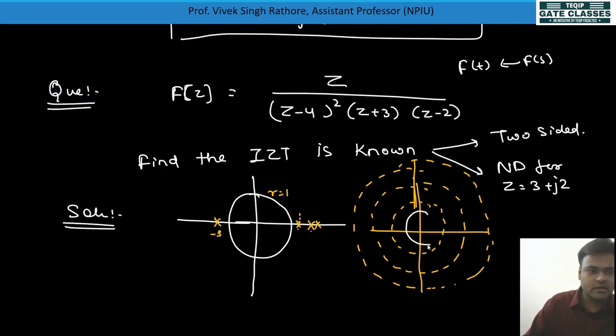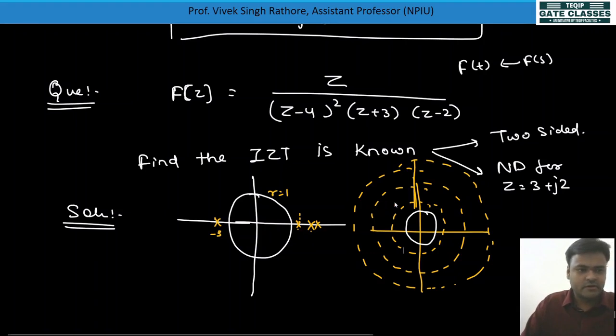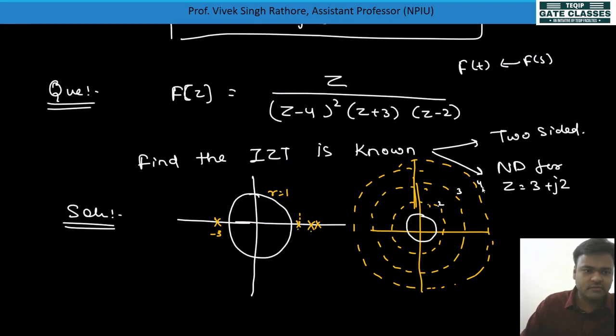And where is your z is equal to 1 unit circle? Let's suppose this is z is equal to 1. Sorry, one minute, I am thinking right, z is equal to 1. Okay, it is right only. So this is z is equal to 2, this is z is equal to 3, z is equal to 4, and z is equal to 1.